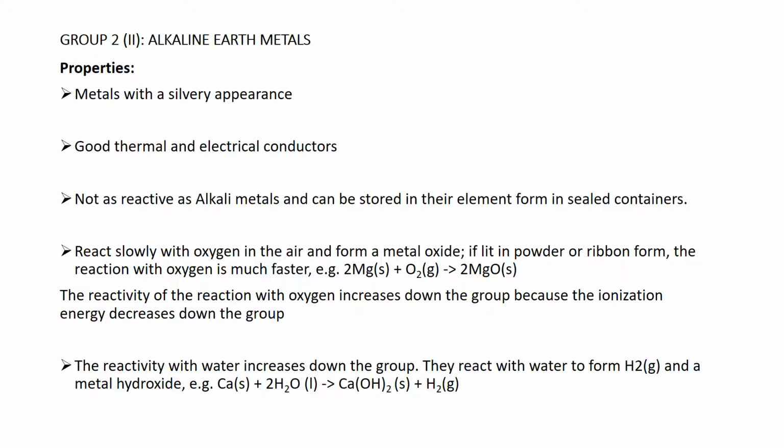If lit in powder or ribbon form, the reaction with oxygen is much faster. The reactivity of the reaction with oxygen increases down the group because the ionization energy decreases down the group. The reactivity with water increases down the group, and they react with water to form hydrogen gas and a metal hydroxide. As you can see, when calcium, for example, reacts with water, we form calcium hydroxide and hydrogen gas.